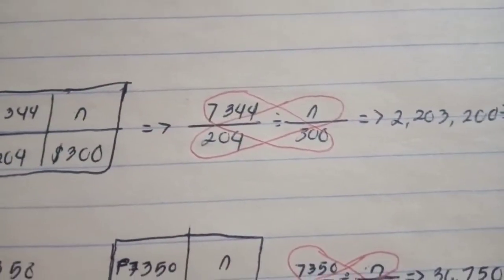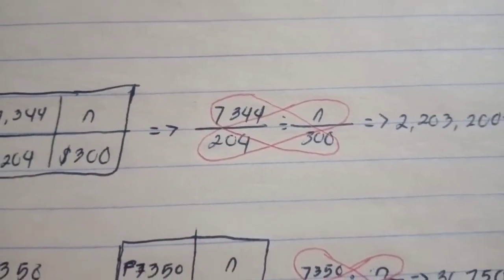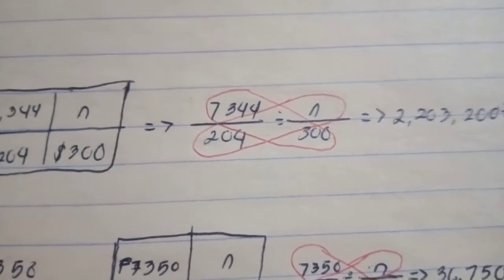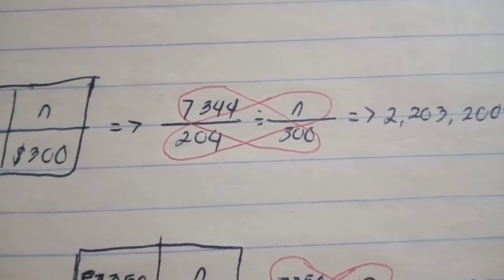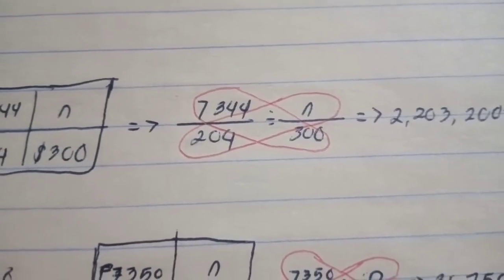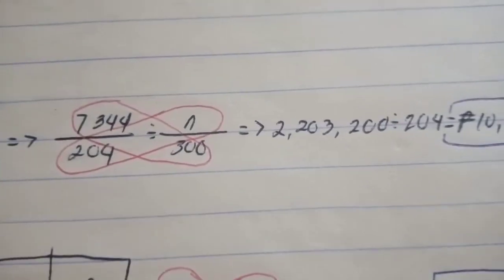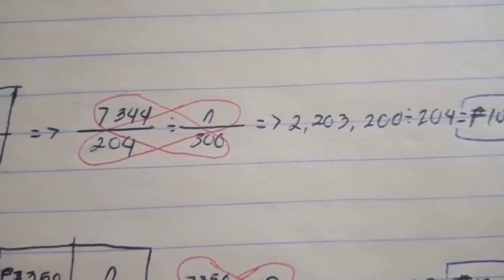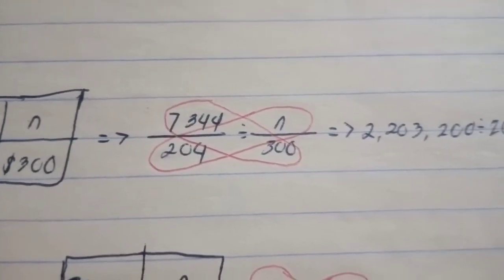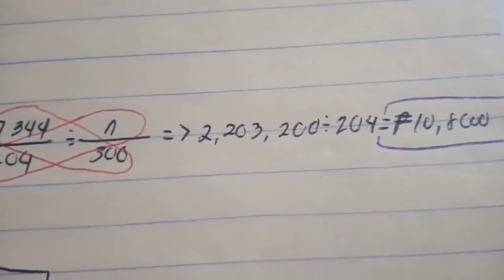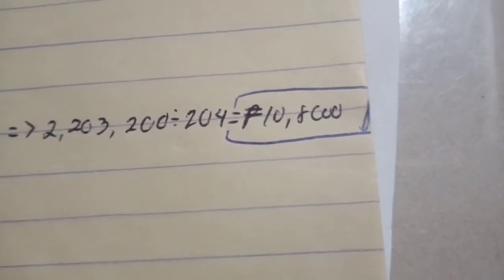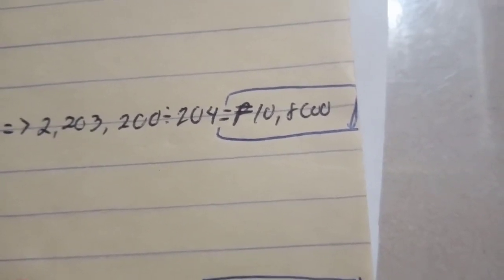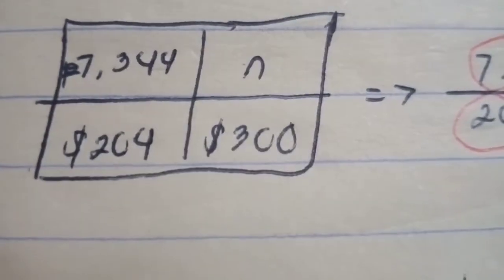And writing it in a proportion gives us 7,344 over 204 equals n over 300. We will then apply the cross multiplication, which is by multiplying 7,344 by 300, will give us a result of 2,203,200, and multiplying 204 by n gives us a result of 204n. By dividing these two numbers, we will then get 10,800 pesos. Then, 10,800 pesos is the value of $300.